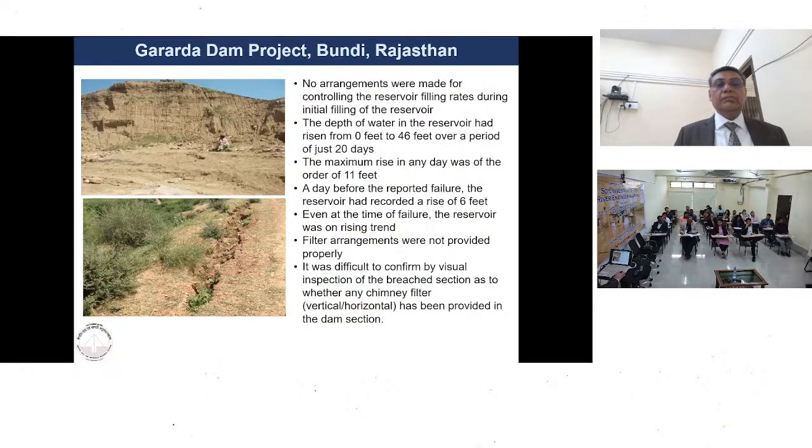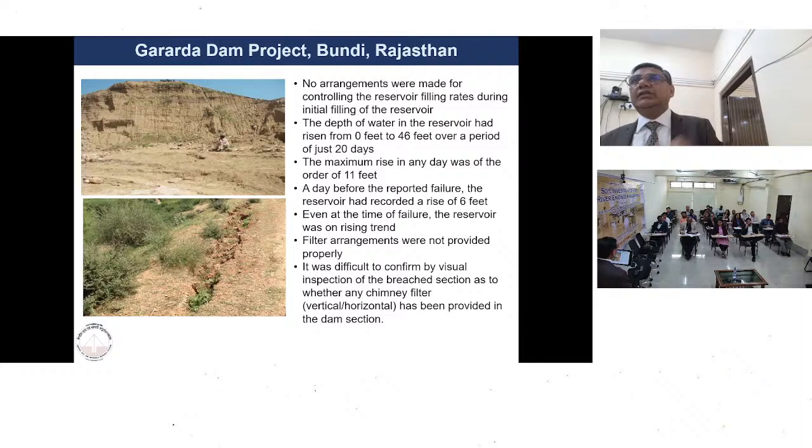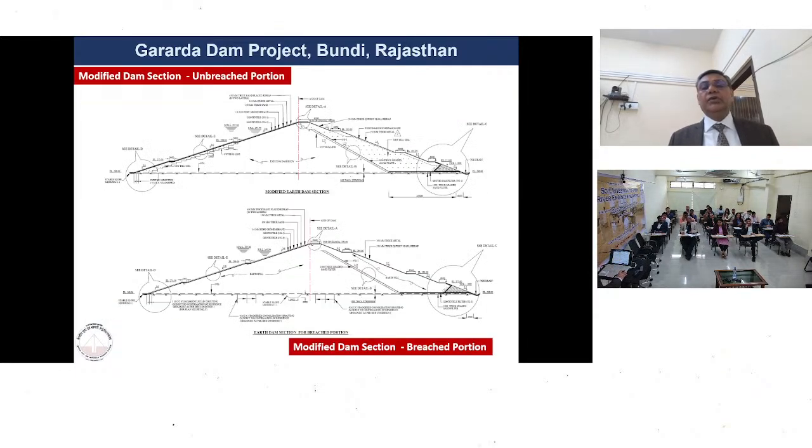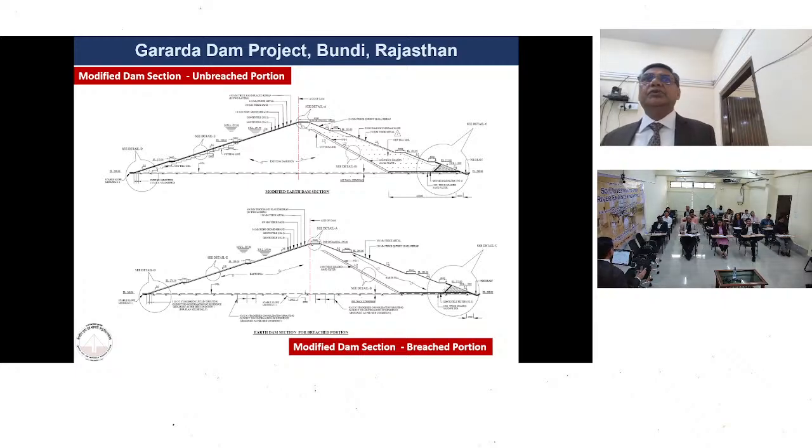So the matter was taken care of by the Central Water Commission. We ourselves, the project authorities, played a relatively smaller role in it, and finally it was decided that we would divide the structure into two portions: the breached portion and the unbreached portion. In the unbreached portion, it was decided that part of the structure will be removed and rebuilt, and in the breached portion the whole structure will be rebuilt.